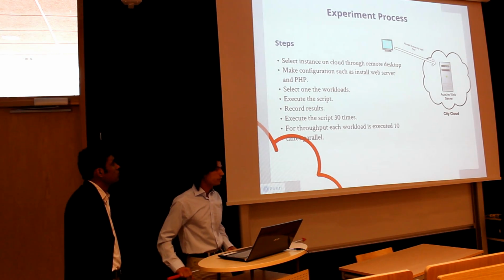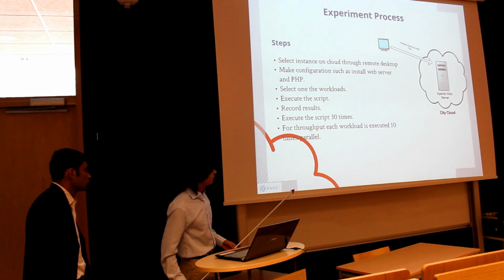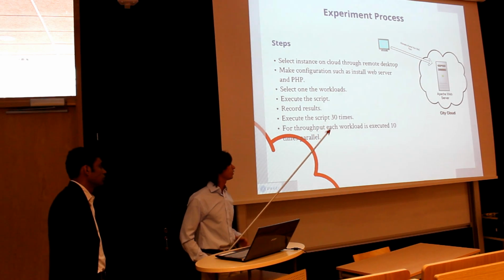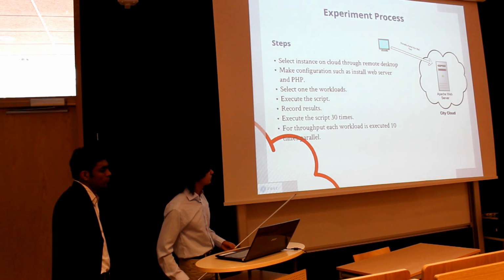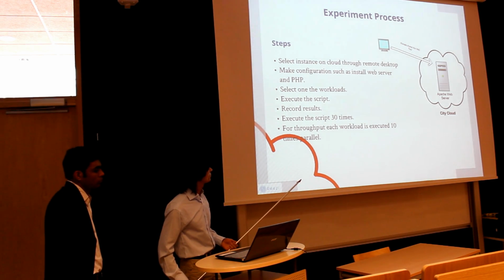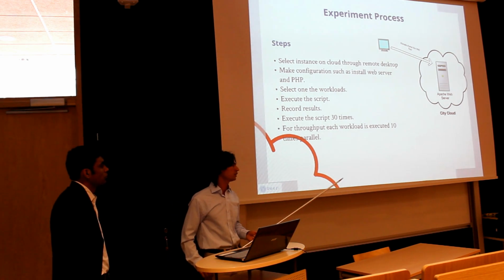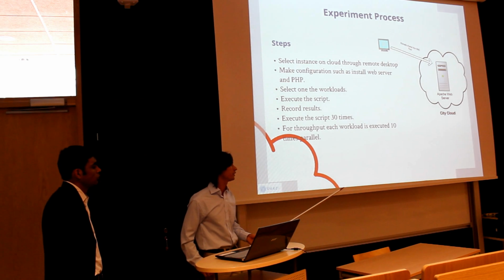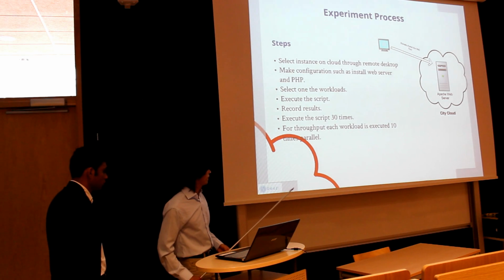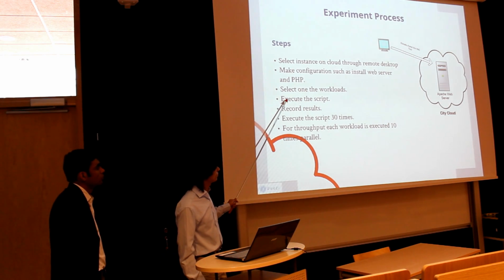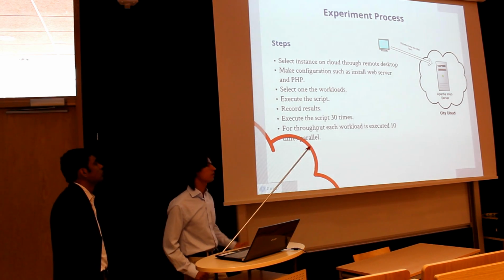So our experiment process, actually the steps that we have taken in our experiment, is that we have installed some operating system on both local and cloud environment, and then we have made some configurations that I have discussed in the previous slide, and installed PHP and the web server. Then we selected one of the workloads, that is 10,000, 100,000 and 1 million, A, B or C. So we have selected those workloads one by one, and then executed the script from the Ubuntu terminal, and run that script. And then we came up with some results.